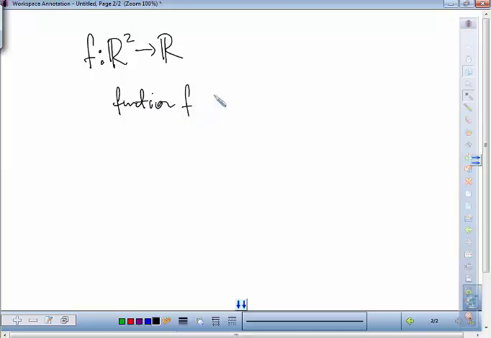Function f. And then let's say f takes in two real numbers. I was going to put double. C or C++? Yeah. 32-bit. Something like that. I don't know. I'm just spewing off some computer science stuff.